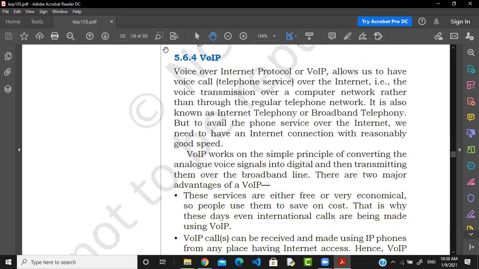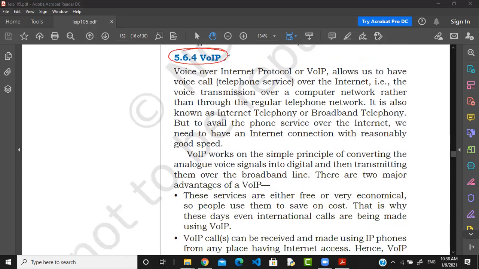Next is VoIP. This is the most important. Several times you can get a question on the full form of VoIP: voice over internet protocol. It allows us to have a voice call, a telephone service, over the internet. It is the voice transmission over a computer network rather than through the regular telephone network. It is also known as internet telephony. What is the other name of voice over internet protocol?